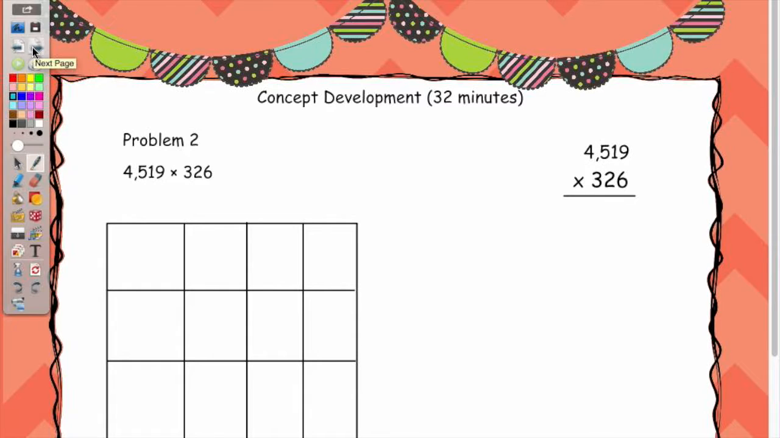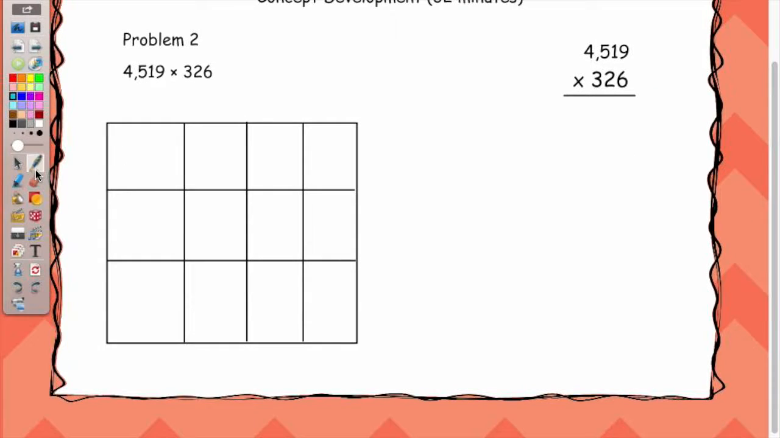How's this one different? It has 4 digits times 3. Okay, so how is this problem different? It has 4 digits times 3. 4 digits times 3, which doesn't change the turkey. And it doesn't change the multiple of 10 and multiple of 100. So let's talk about where to write this.